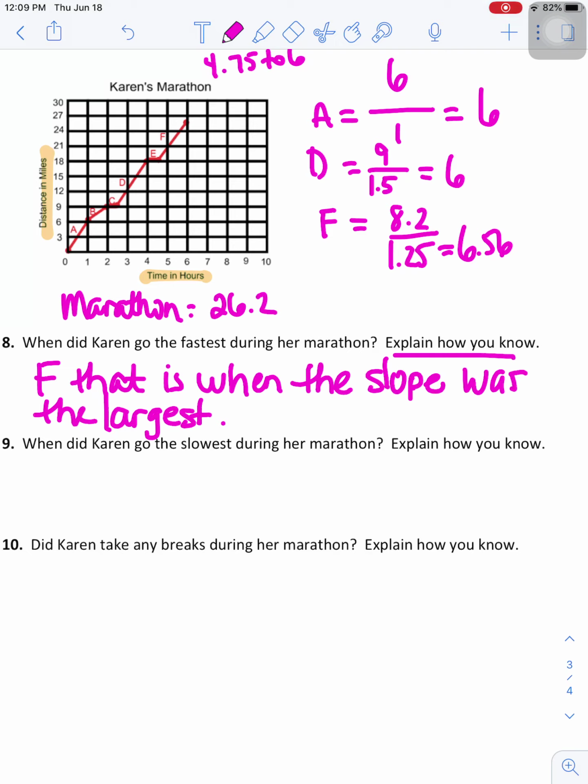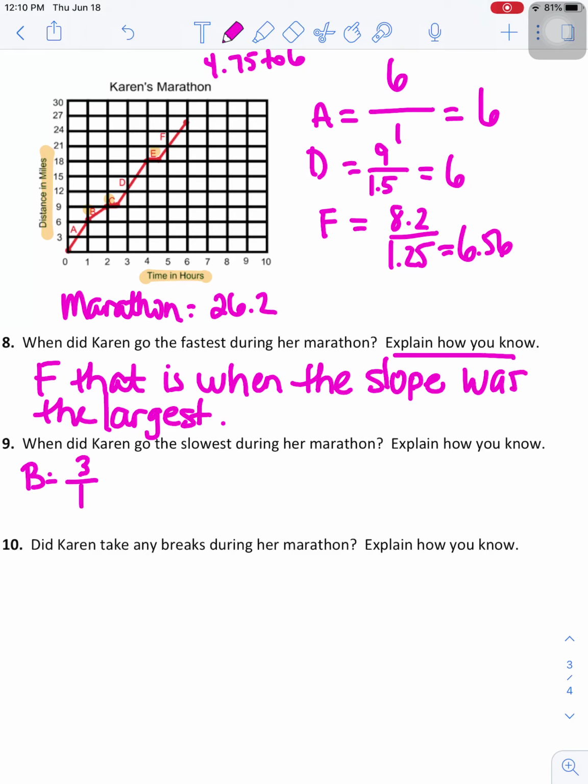All right, for number 9, when did Karen go the slowest during her marathon? Now, remember, slowest is when the line is the shallowest or the flattest. Well, we've already looked at A, D, and F. So the only other segments we have are E, C, and B. Now, if we compare those, at B, she went up 3 miles in 1 hour. So that was 3 miles per hour.